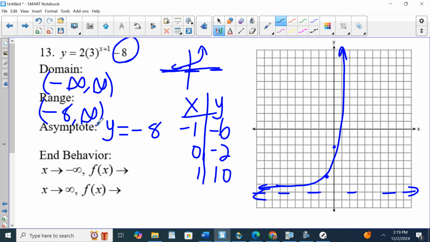We already talked about the asymptote. As x approaches negative infinity, as I go to the left, the graph is approaching the asymptote, which is negative 8. As x approaches positive infinity, that's to the right, the graph is pointing up. That's positive infinity.